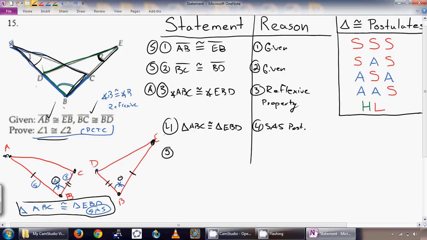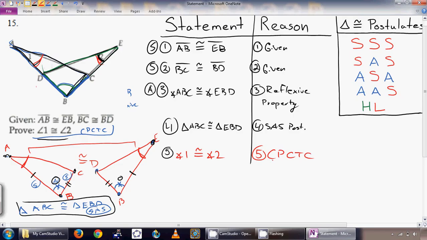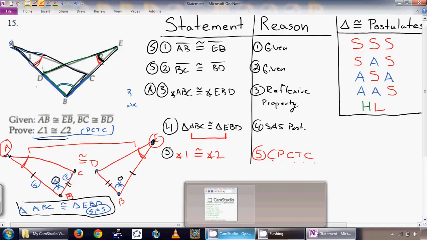And then 5, now I'm allowed to say that these angles up here are corresponding parts of congruent triangles. So angle 1 is congruent to angle 2, and my reason is they're corresponding parts of congruent triangles, so they're congruent. Angle A, my first, congruent to angle E, my first, those corresponding parts. Great, thank you.